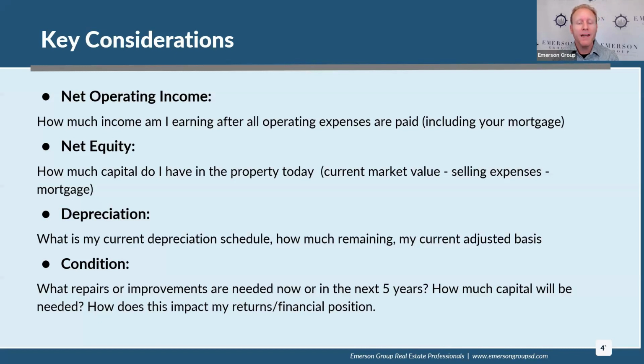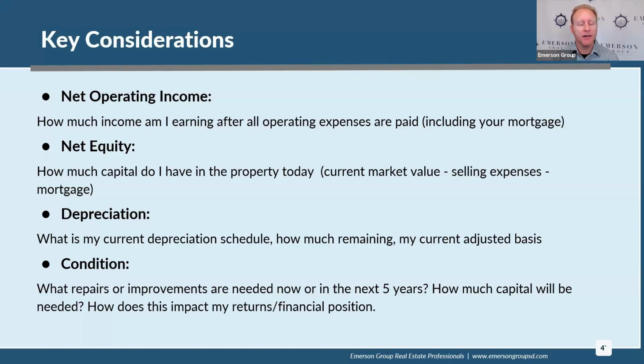Depreciation. What is your current depreciation schedule? Do you know how much you have left on it? Are you clear on how much you're writing off each year? And what is your current adjusted basis, right? This is the factor that will determine how much net gain you would have on a property if you were to sell it as an investment property.